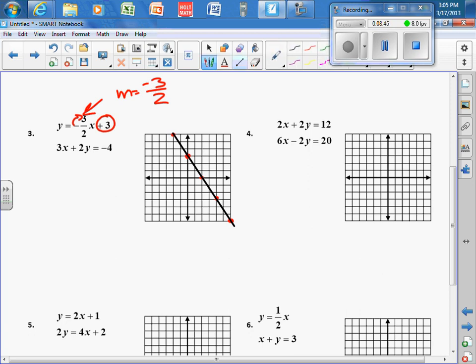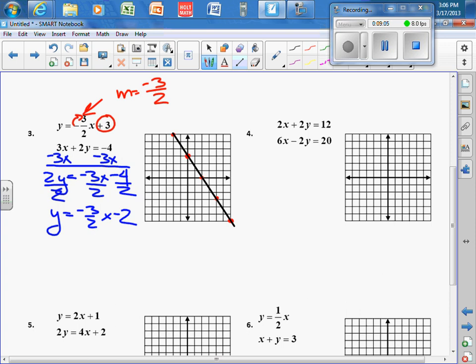And then we're going to take 3x and subtract it from both sides. We get 2y is equal to negative 3x minus 4 will be the slope-intercept form. Dividing both sides by 2, dividing everything by 2, we get negative 3 halves x minus 2. So we start at negative 2 on the y-axis. We'll go down 3, right 2, up 3, left 2. Follow that pattern. Take your line all the way across the page.